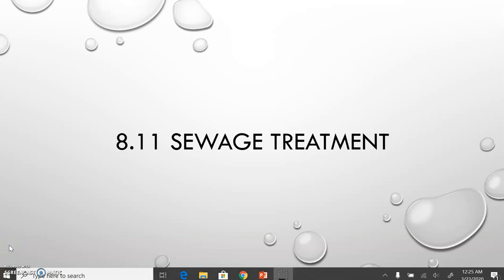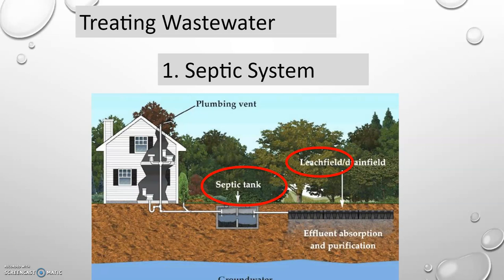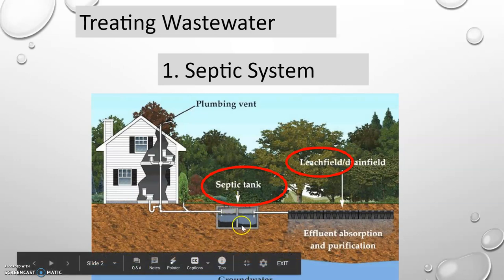Section 8.11 is a quick overview of sewage treatment. When we treat wastewater, one way that we can do this is a septic system, and this is what most of you have at home. Your waste exits out into a septic tank. In that tank, the solids settle down. This is the thing that you have to get pumped different times of the year.